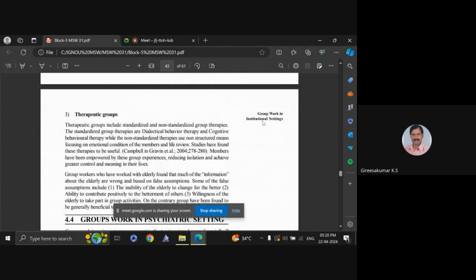Then therapeutic groups. Therapeutic group means there may be people who are mentally as well as physically weak. At that time, these therapeutic groups are needed.